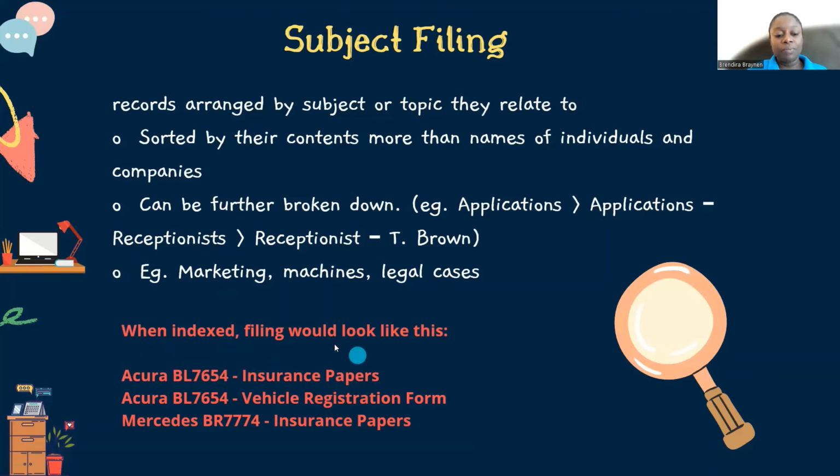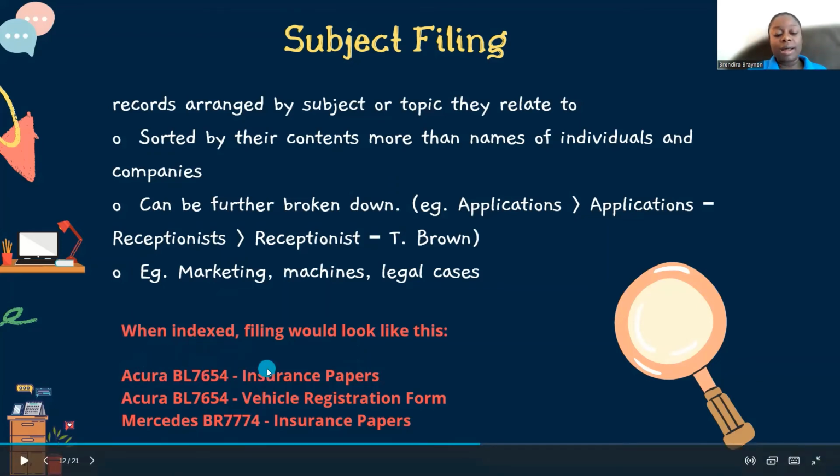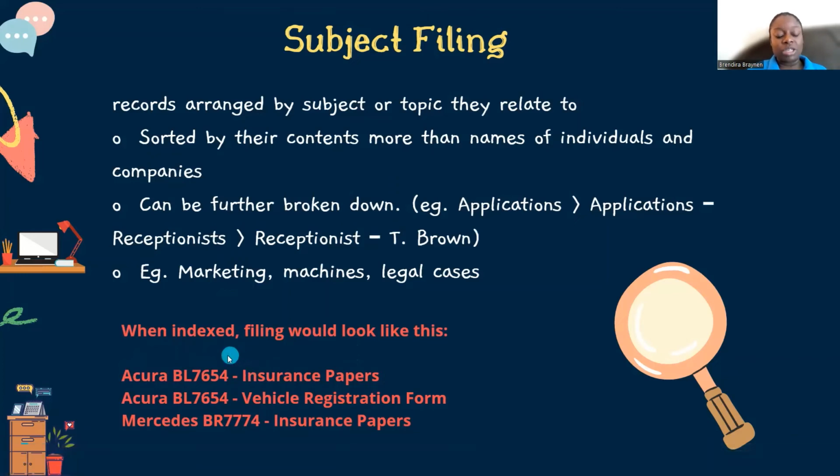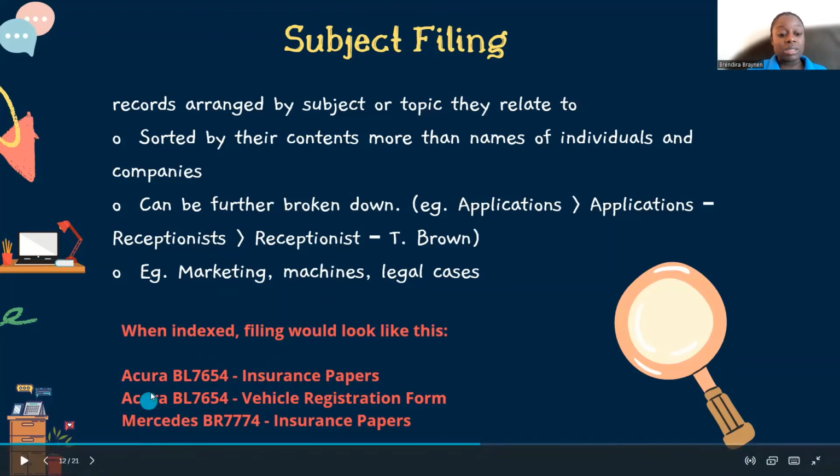That's the subject. And so what happens is Acura is going to have 2 files that is still in alphabetical order, like I said, but it's just in alphabetical order based on subject. The first subject is the Acura. The second subject is the Mercedes. And so Acura is going to come before Mercedes because A comes before M. We have 2 Acura information.